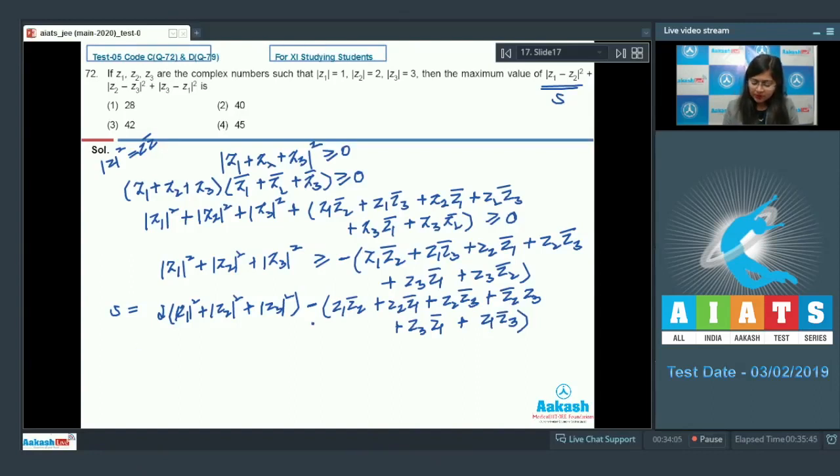Now we know that minus of this value is less than or equal to mod z1 square plus mod z2 square plus mod z3 square. So this can be written less than or equal to 3 times (mod z1 square plus mod z2 square plus mod z3 square). Now we know the value of these three, so these can be substituted. So we will get 1 plus 4 plus 9, right? So this is less than or equal to 14 into 3, that is 42, right? So the correct answer is option number 3.